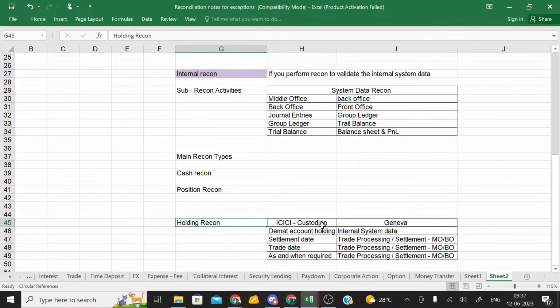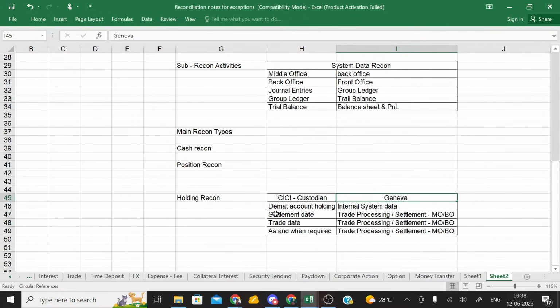Your fund held securities in the demat account, and that security details you need to match with the Geneva system data. For reconciliation purposes, I'll create a number of transactions so that you can check how you need to perform the reconciliations. I'll create the data for you guys. So holding reconciliations, custodian versus Geneva.